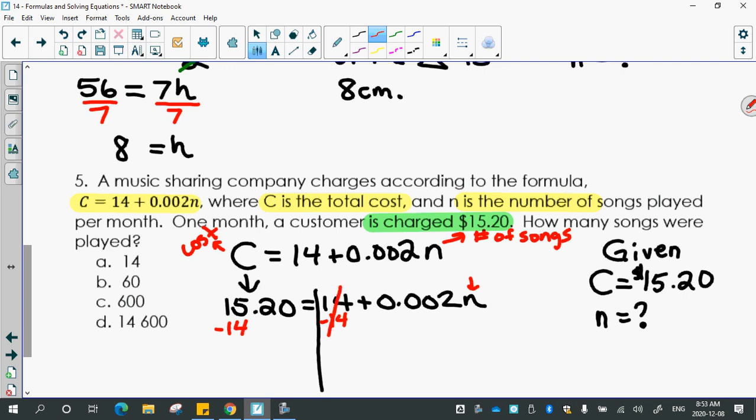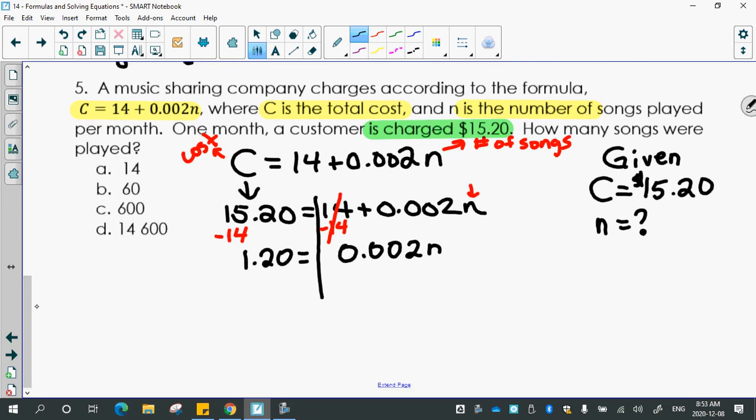So there's my zero pair. So on this side I have 0.002n. And on this side I have $1.20. Okay. Now what's happening to the n is being multiplied by 0.002. So the inverse operation is to divide by 0.002.